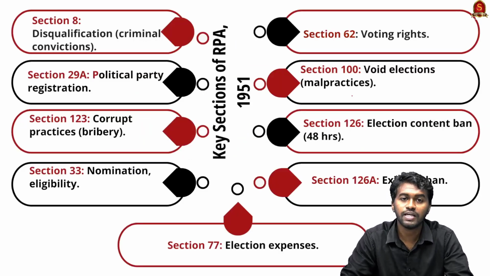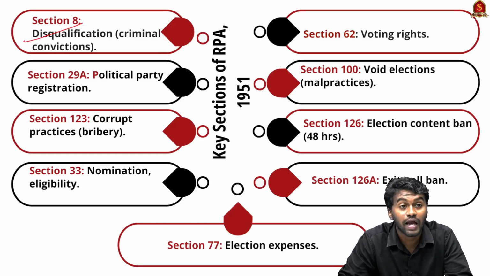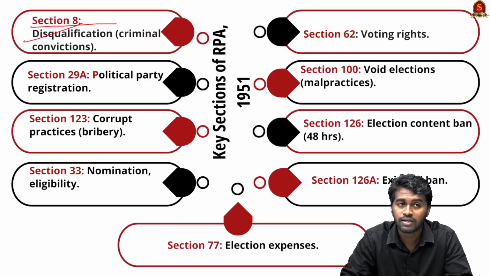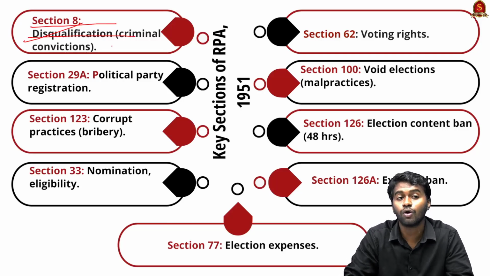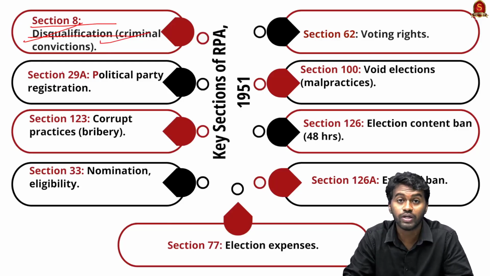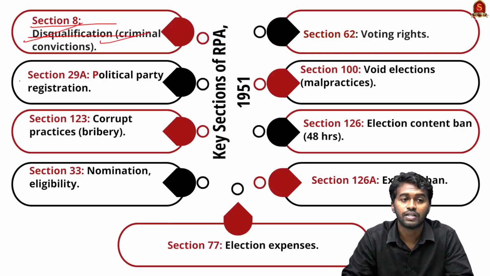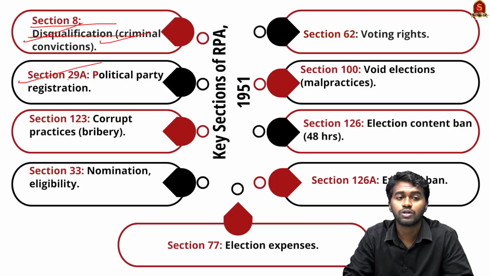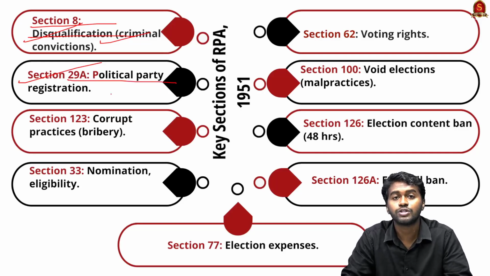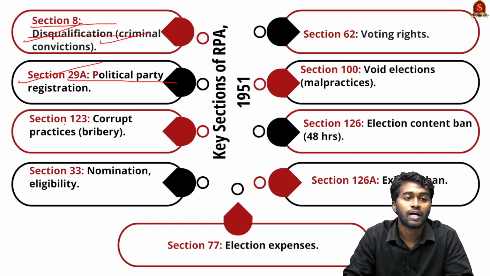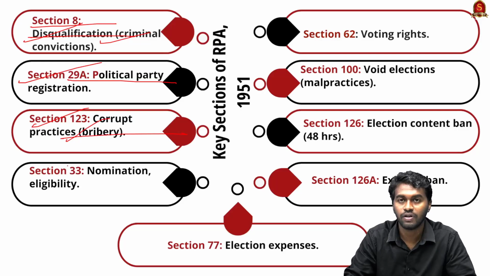So coming to the key sections in the Representation of Peoples Act 1951, first we have Section 8 of the Act, which talks about the disqualification of candidates if they are convicted for more than 2 years in prison. The next is Section 29, which talks about the registration process for political parties. And next we have Section 123. It talks about corrupt practices in the election, including bribery.